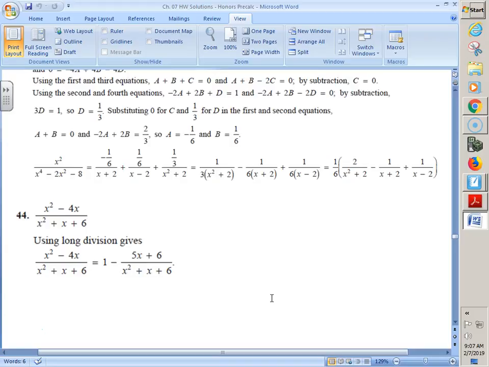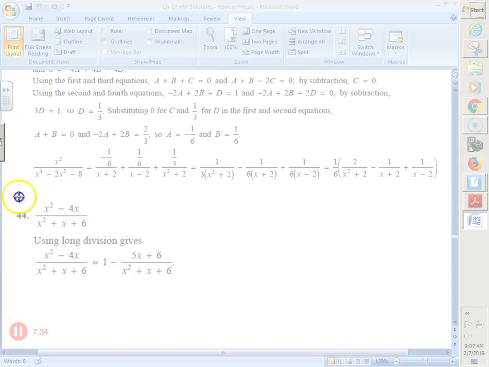Number 44, you guys can already check it, was a weird one because it was improper. Why was it improper? Top heavy is equal to or greater than on degrees. So the degrees were equal, so they had to do long division. When you did long division, you would have gotten 1 minus the remainder. Now, whoa, yeah, wait, hold on. Whenever we do these types of problems, we have to take the remainder and break it down. Isn't that what we did yesterday?